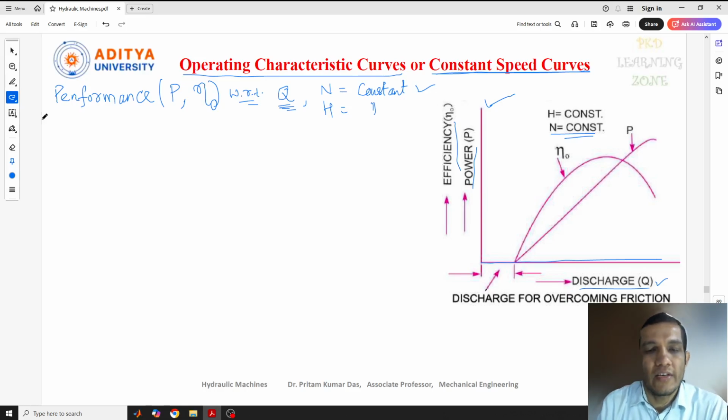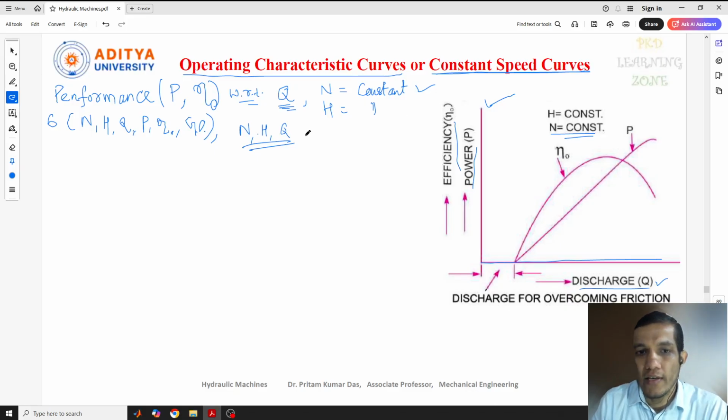In our previous lecture I told you that we have a total of 6 operating parameters. What are the 6? One is head, one is speed, one is discharge, another is power, another is overall efficiency, and another is gate opening. So these are the 6 parameters to find out the performance of the turbine. Out of these 6 parameters, we have 3 independent parameters, that is N, H and Q. These 3 are called independent parameters.